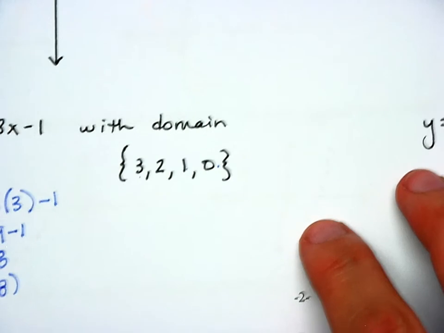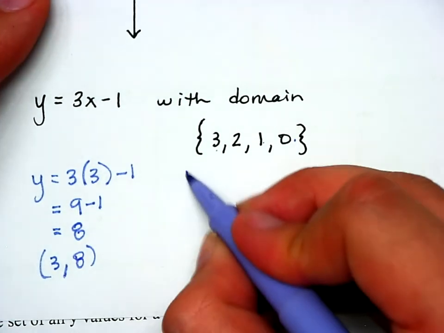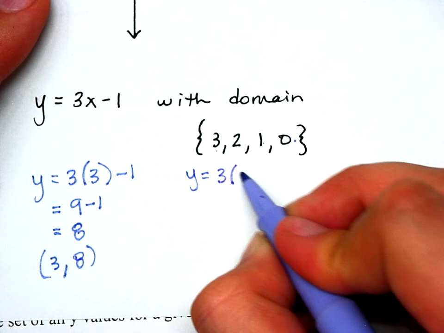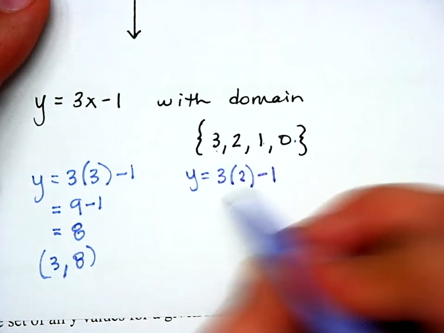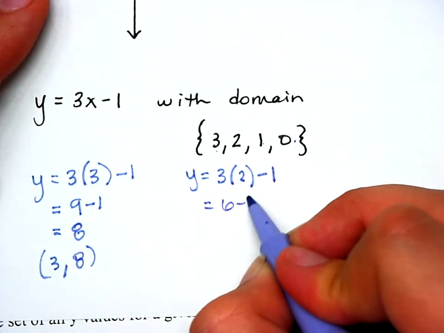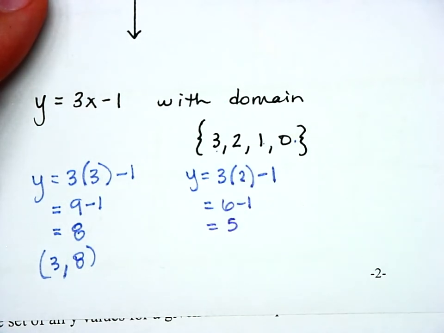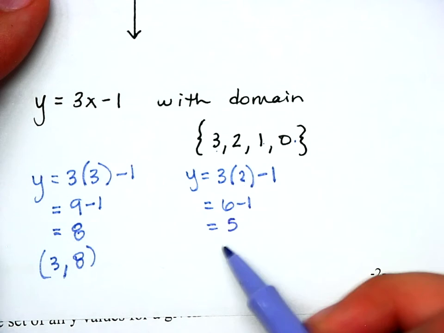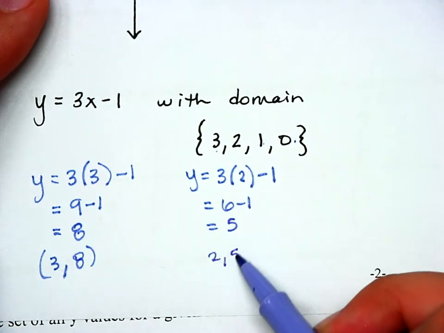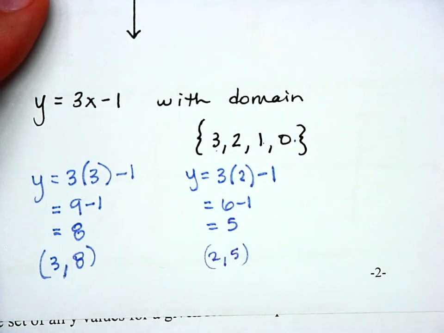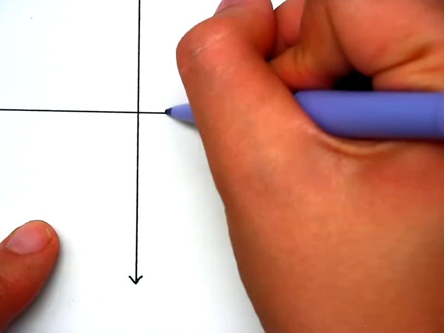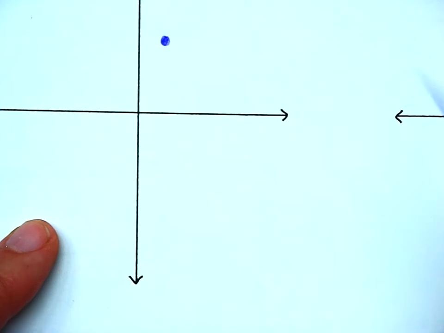Okay, next one, I'm going to do it with 2 now. So y equals 3 times 2 minus 1. This is 6 minus 1, which is 5. So my next point is 2, 5. And I'm going to plot that. So over 2 up 5, somewhere right here.